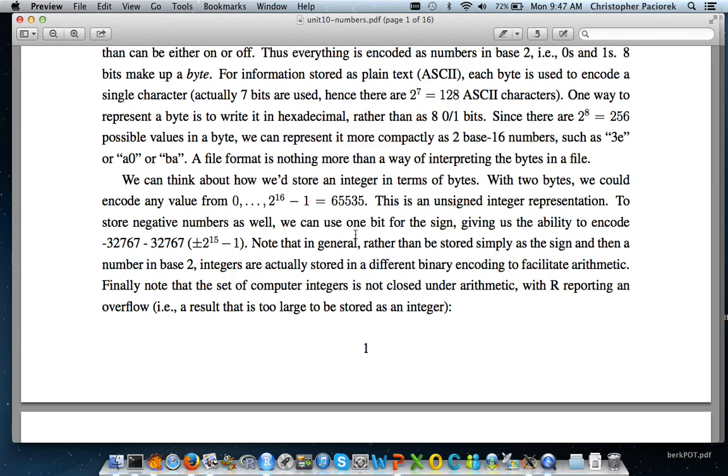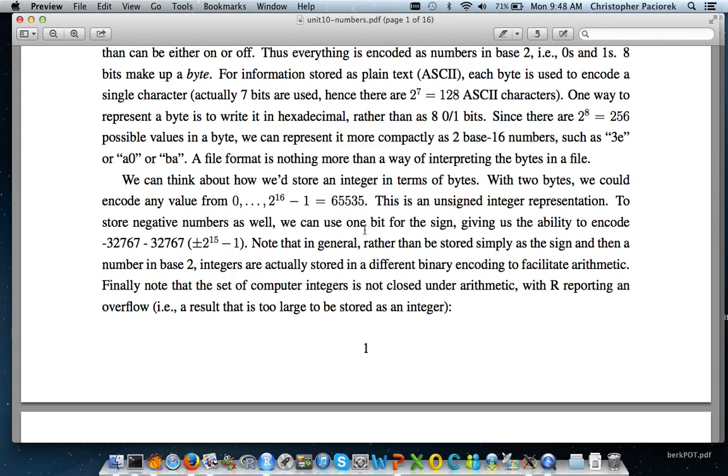So if I had a 2-byte representation of an integer, suppose I was starting with 0, I can store any value from 0 up to 2 to the 16th minus 1. Minus 1 takes account of the fact that I also want to be able to represent a 0. So if I only had non-negative integers, the largest integer I could store is 65,535.